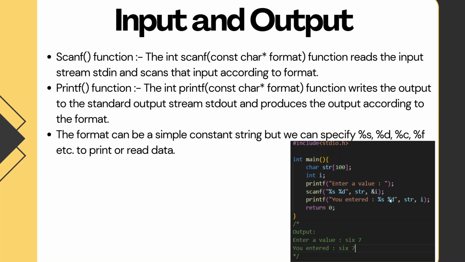For example, in this program, we declared a string with 100 places, and an integer i. Then we are taking the values from the user by using the scanf function, %s and %d. And the output we are writing in the same format, %s and %d, followed by the string and i, and then we are returning the program. For example, in the string I have written 6 and for the integer I have written 7, and the same output is shown in the text "You entered".